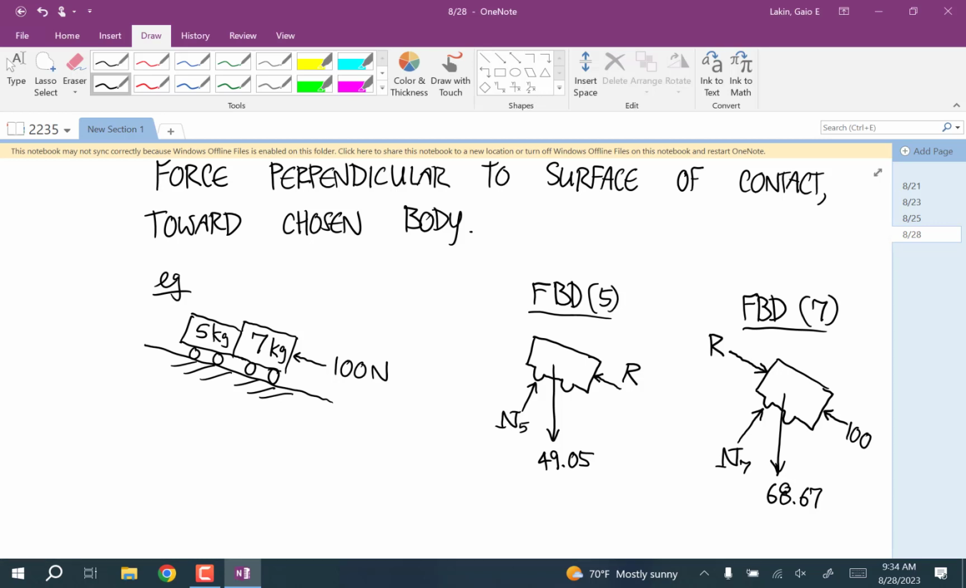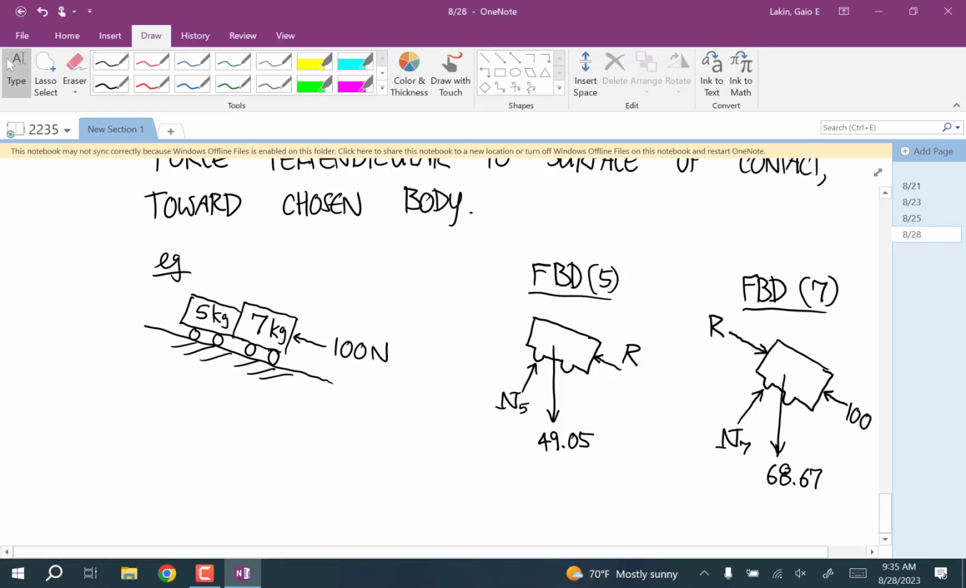Could we solve this using Newton's second law for these variables? Well, this is a 2D problem. So how many equations are we going to get? We'd have Newton's second law for the 5. That's x and y components, so that's 2 equations. Newton's second law for the 7 is 2 more equations. So we have 4 equations. So the most variables we can deal with is 4. So let's look and see what we have. 1, 2, 3. So we should be able to do that. Okay?